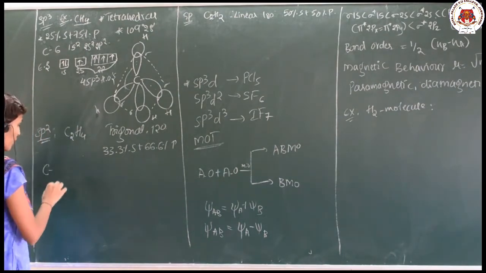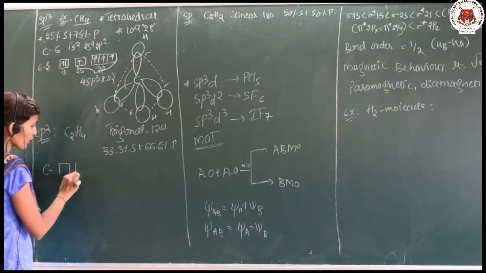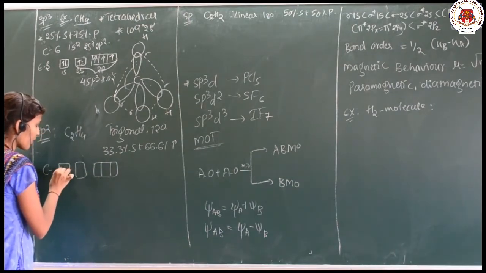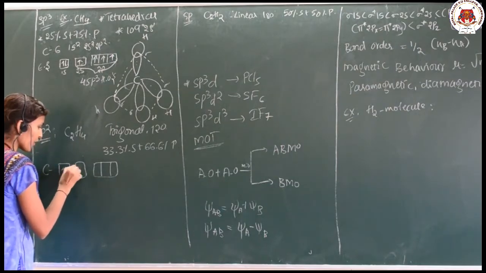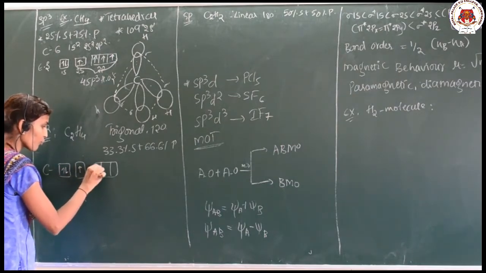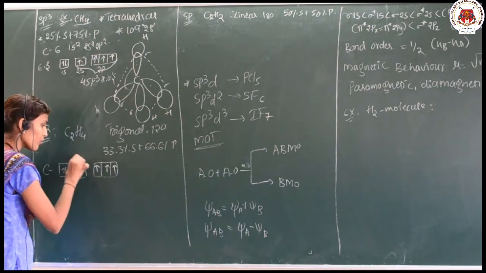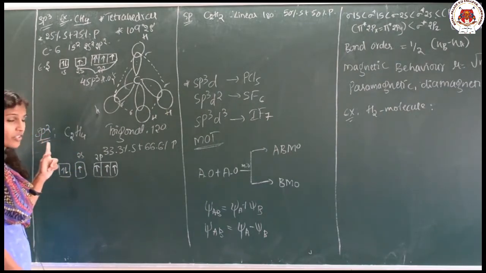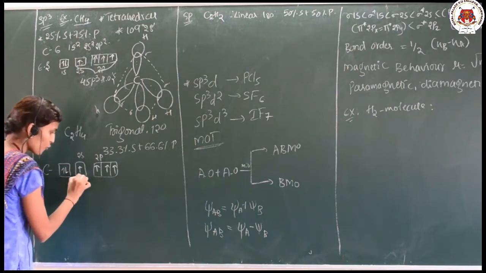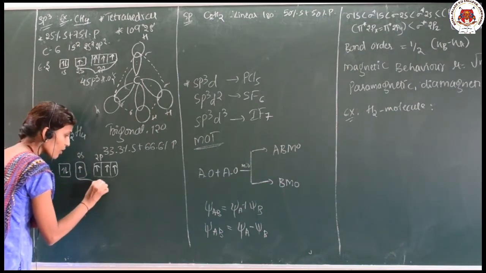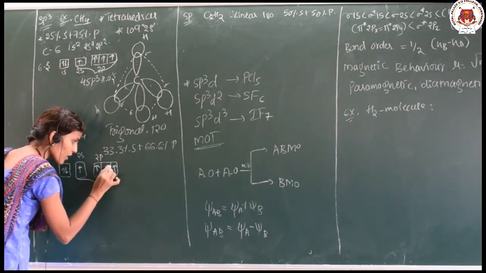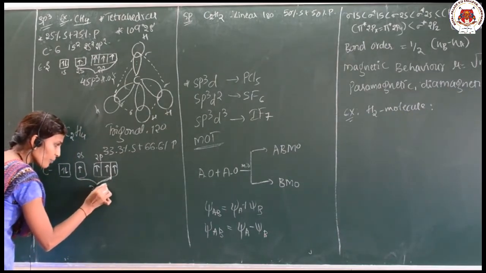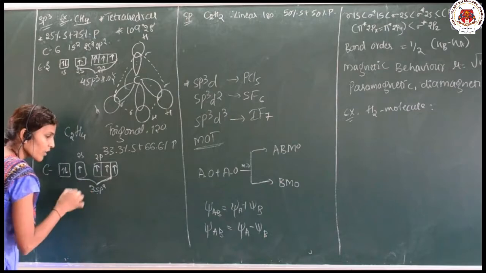So, here in the ground state configuration only I will write. In the excited state, one of the electrons jumps from the 2s orbital to the 2p orbital. This is the excited state configuration. Which type of hybridization? sp2. It means one s orbital and two p orbitals. Only these undergo hybridization, which produces 3 sp2 hybrid orbitals.